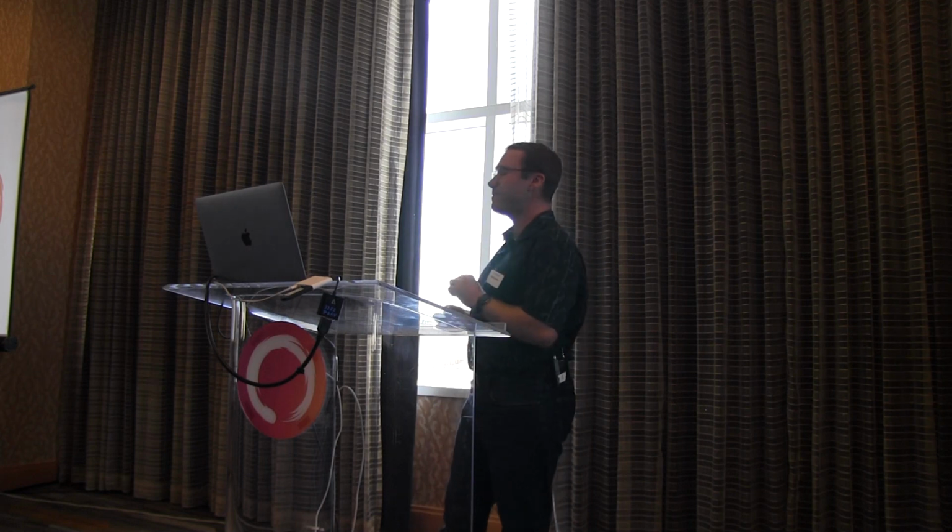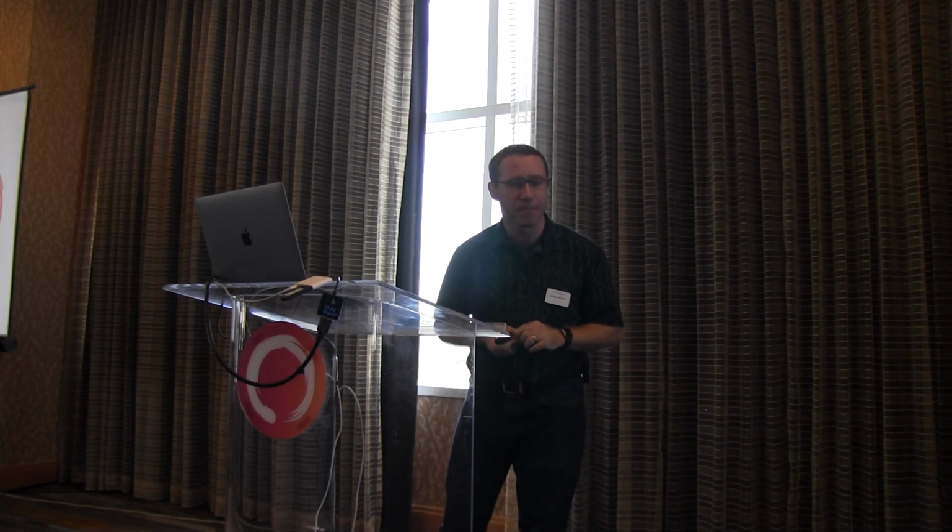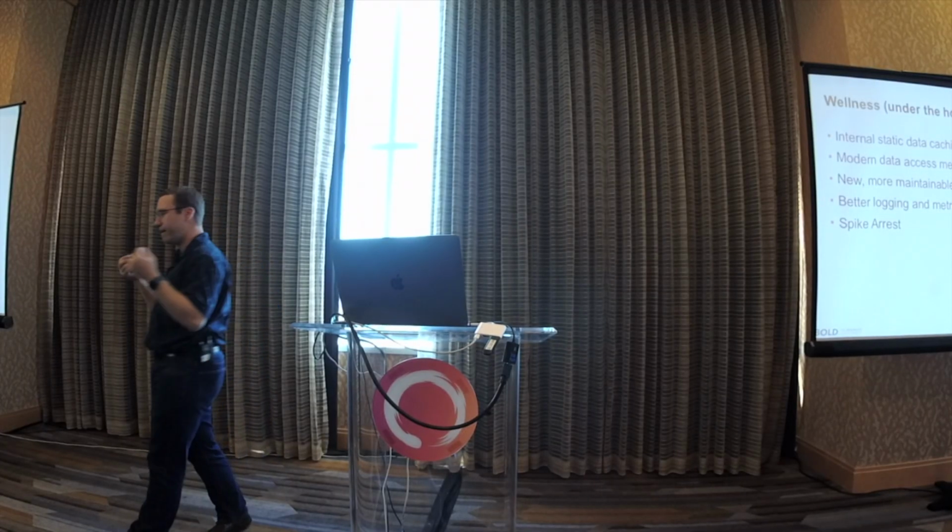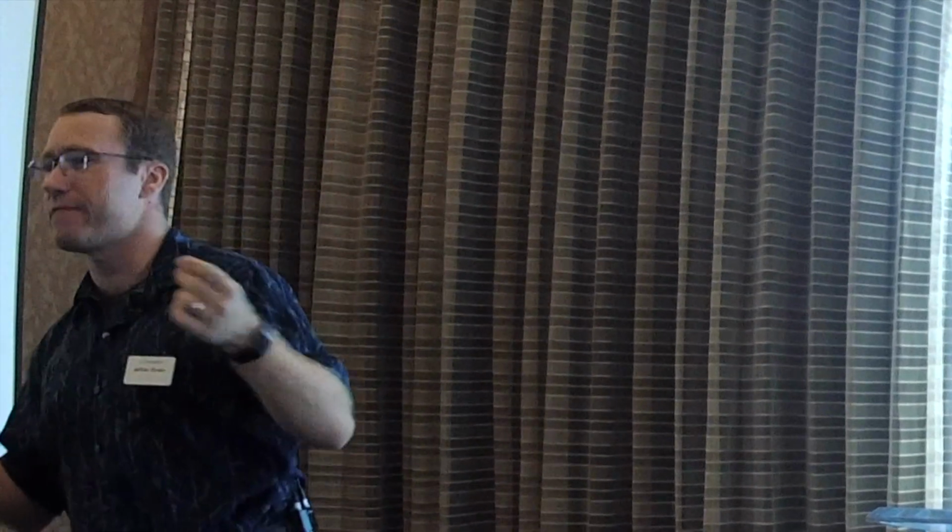So one of these things is internal static data caching. And we're doing it in a smart way so that we always give you faster responses but accurate. We're having a pub sub model so that we have a cache. It gets invalidated when that data changes.